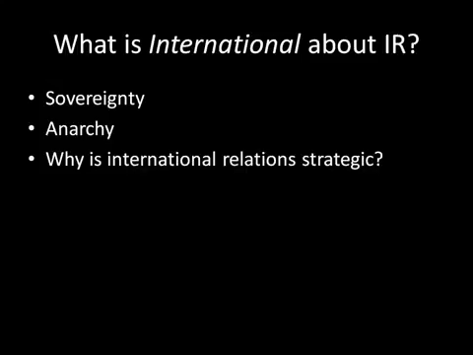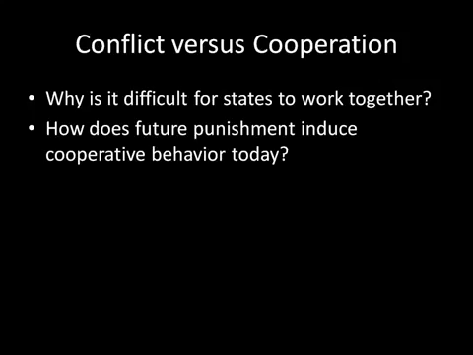Then we're going to move on to big, broad questions about conflict versus cooperation, and why is it so difficult for states to work together, given the framework that we live in in international relations, and this state of anarchy, as we'll call it, and you'll see what that means shortly. And we're also going to see how future punishment induces cooperative behavior today. This relates directly to the concept of the prisoner's dilemma and repeated prisoner's dilemmas, and we'll see that in action.